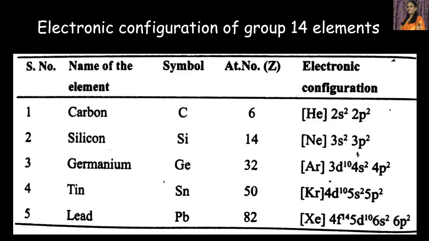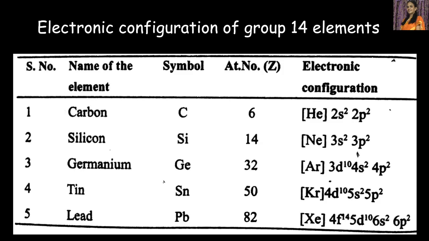Let's consider the next element, germanium. Symbol is Ge, atomic number is 32, electronic configuration argon 3d10 4s2 4p2. So here we come across d10 electrons. Argon is 18 and here 10 electrons makes 28, 30 and 32. The outer electronic configuration is the same, ns2 np2, but in the inner core d electrons are present.